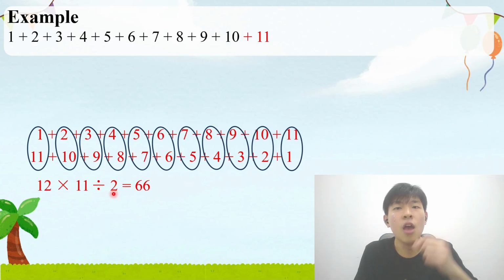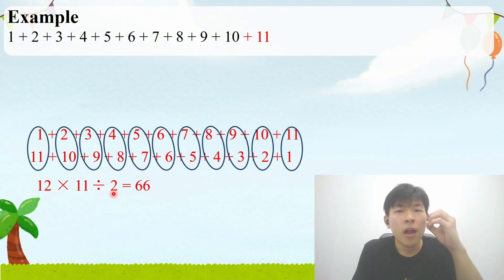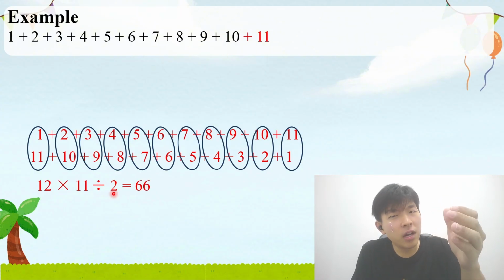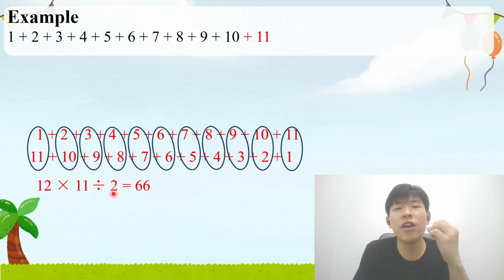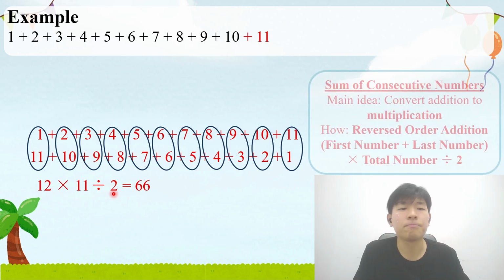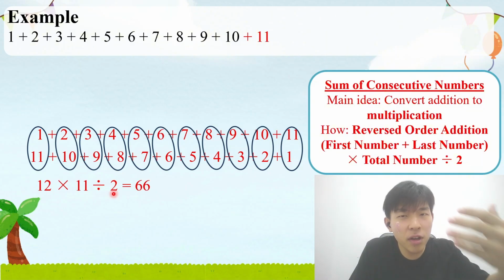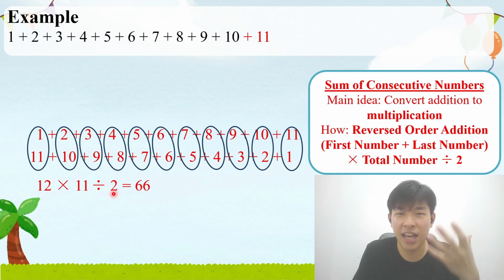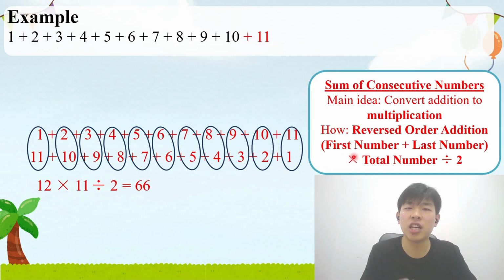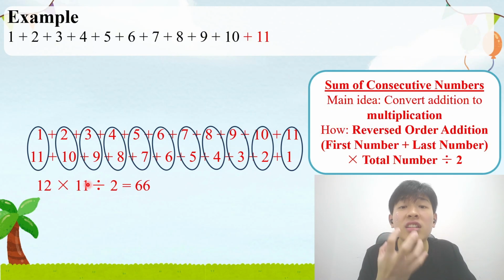Now, this method, we can do this whenever. No matter if there's a middle number left or not, we can also use this method. This is called reverse order addition. So again, when we are doing some more consecutive numbers, the main idea is still to always convert addition into multiplication. How? By reverse order addition. In reverse order addition, all we need to do is just take the first plus last number, multiplied by the total number.